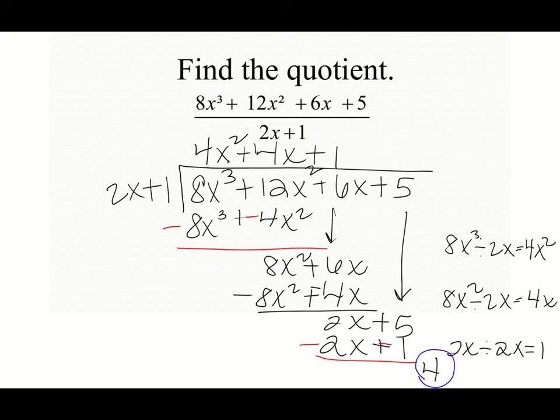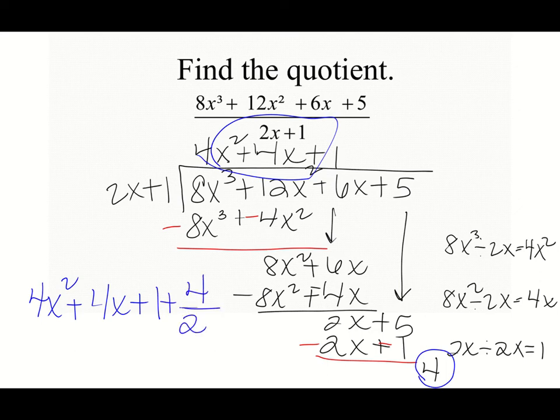So 4 is going to be our remainder, and 4x squared plus 4x plus 1 is going to be our quotient. So if we write out our final answer, we have 4x squared plus 4x plus 1 plus our remainder, 4 divided by 2x plus 1.